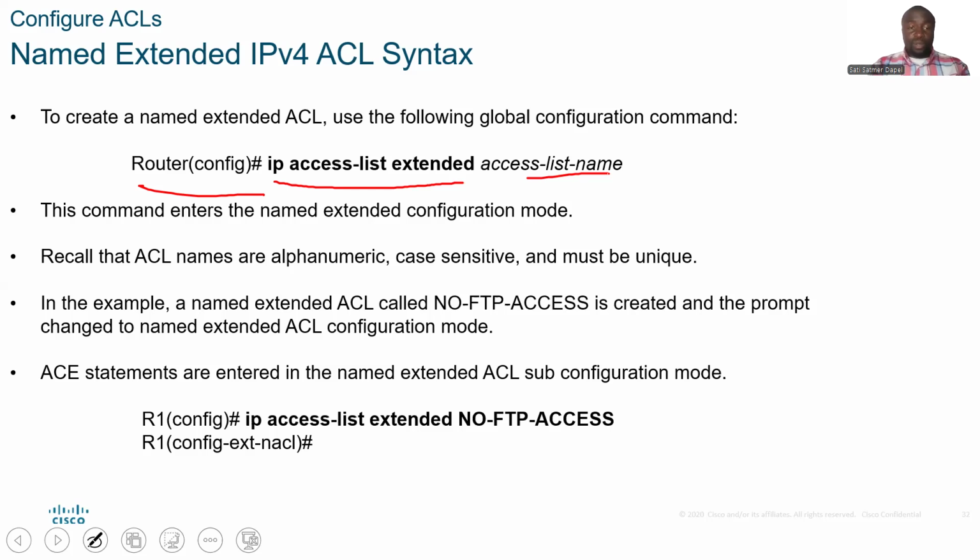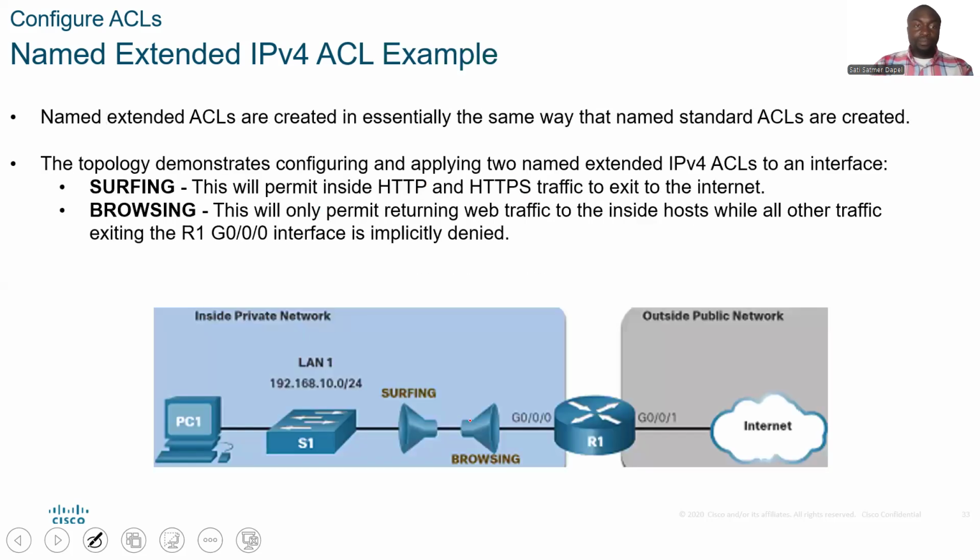In the example, a named extended access list called NO-FTP-ACCESS is created and the prompt changes to named extended access list configuration mode. Okay, so this is it. So you see ip access-list extended, and then this is the name that was created. So this is the example, and it's similar to what we did.